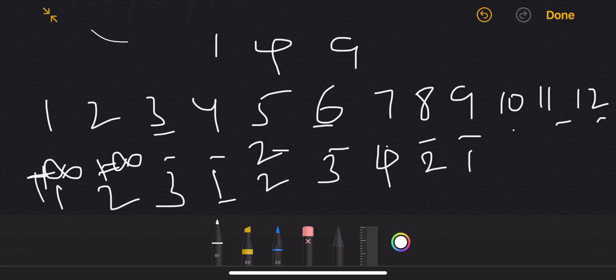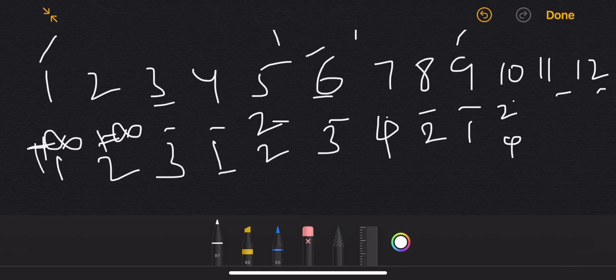What are the nodes that can lead to 10? 9 can lead to 10, 10 minus 4 is 6, so 6 can lead to 10, and 10 minus 9 is 1, so 1 can lead to 10. Let's see. 9 requires 1 hop, so we can come to 10 in 2 hops. 6 requires 3 hops, so we can come to 10 in 3 plus 1, 4 hops. And 1 requires 1 hop, so we can come to 10 in 1 plus 1, 2 hops, so we take 2 again.